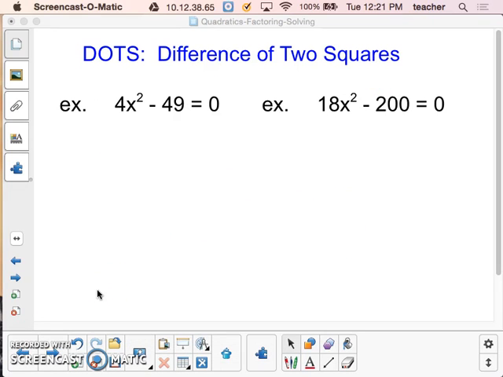The next special pattern is the difference of two squares. And you'll notice in this case, you only see two terms. What's occurring is that the middle term, the bx piece of the standard form equation, is missing. When that happens, it means that it's canceled when you factored it.